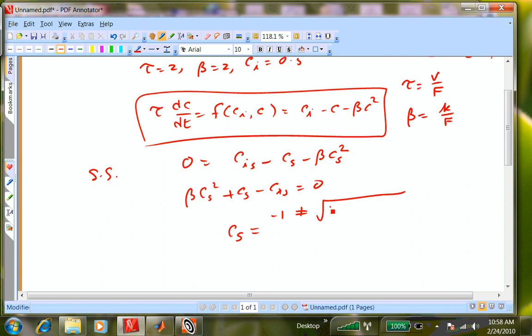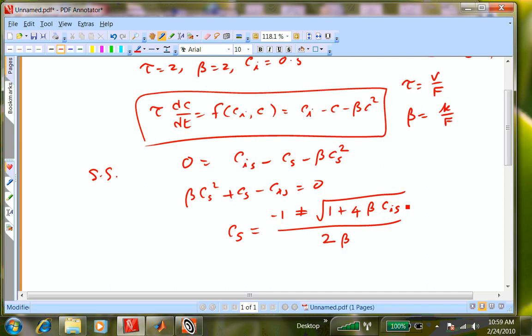Plus or minus the square root of 1 plus 4 beta, divided by 2 beta. Does that make sense? Do I have an error there? I deliberately introduced an error, and I want to see if you pick it up. You've forgotten your quadratic formula. It looks fine. How about this? That should be there, right?